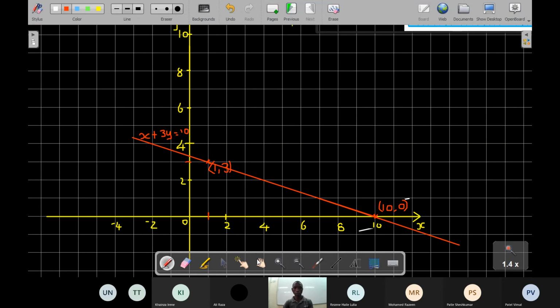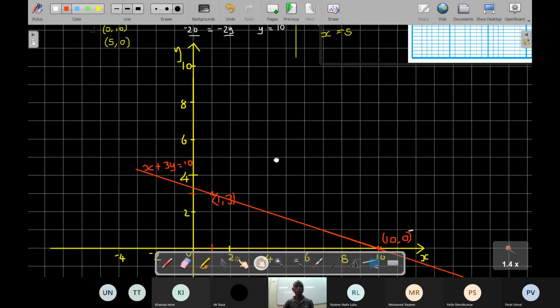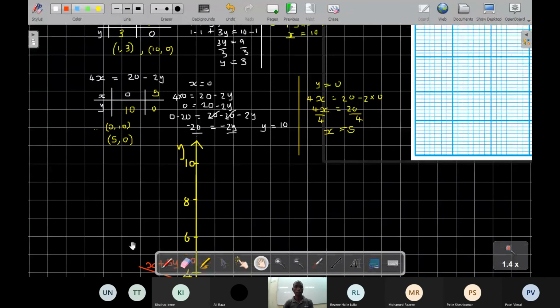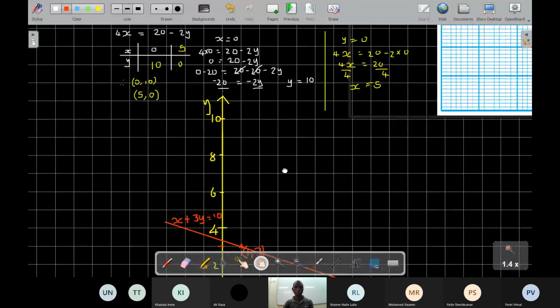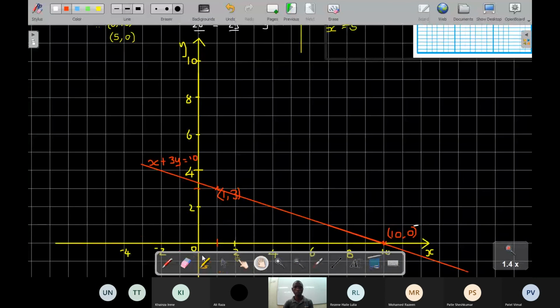Then after that, I can also plot the second one. The coordinates are (0, 10). That is 0 on the horizontal axis, 10 on the vertical axis. So (0, 10) is somewhere here. This is where (0, 10) is, 0 on the horizontal axis, 10 on the vertical axis.